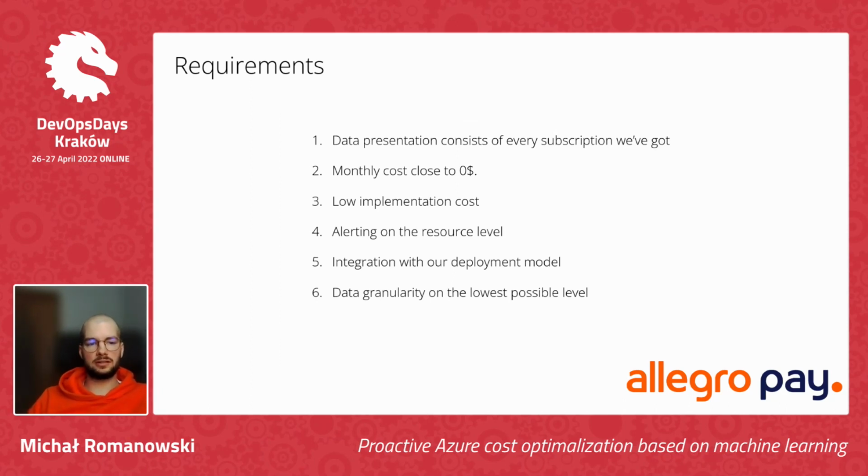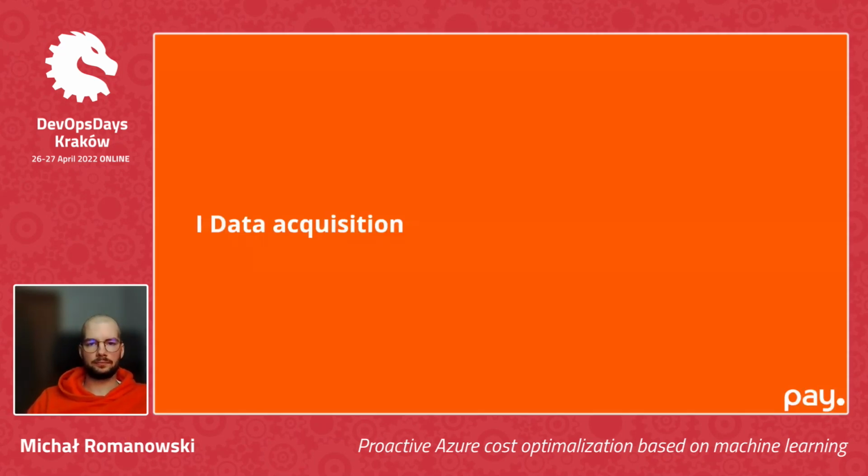And last but not least, data granularity should be at the lowest level possible. By data granularity, I mean the interval between data being refreshed. As you can imagine, refreshing the data once a week means that the alert, in the worst case scenario, will be triggered after a week from when the costs were generated. So we would like to have this window as narrow as possible.